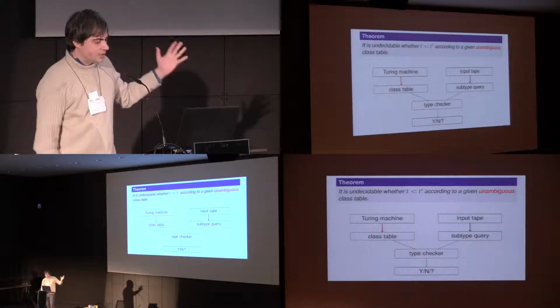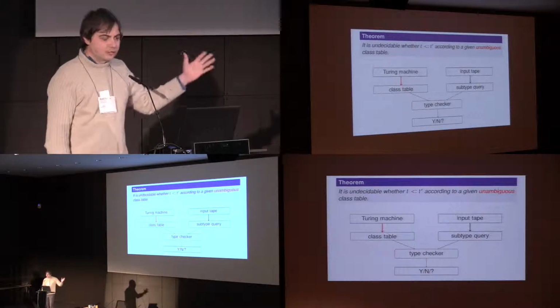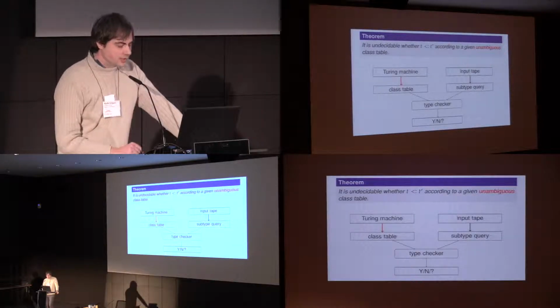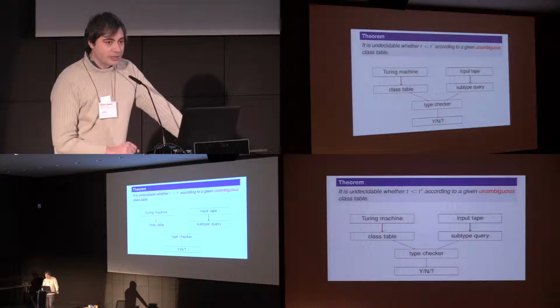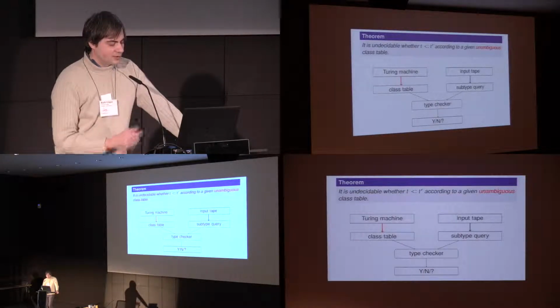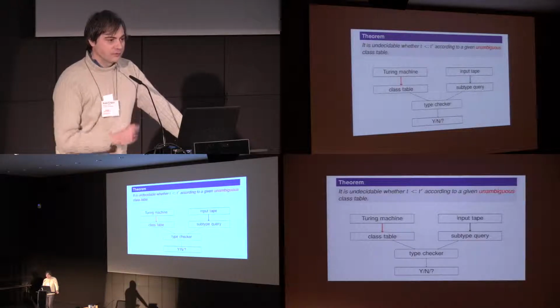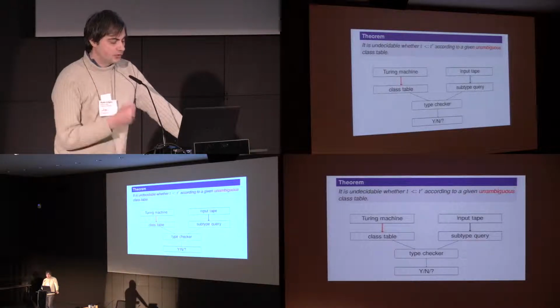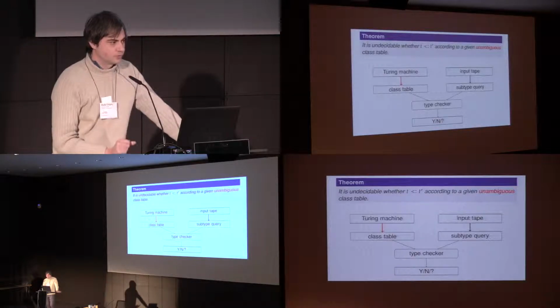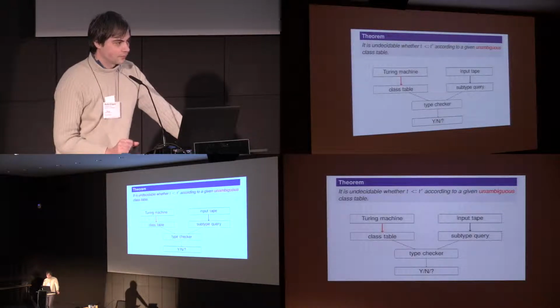And even in that case, it's undecidable. The basic outline of the proof is this. If you give me a Turing machine and an input tape, here's a procedure that generates a class table and a subtype query, such that if you write the straightforward type checker, it will simulate the Turing machine. So if you want to do better than that, then you need to solve the halting problem. So that's the brief version.